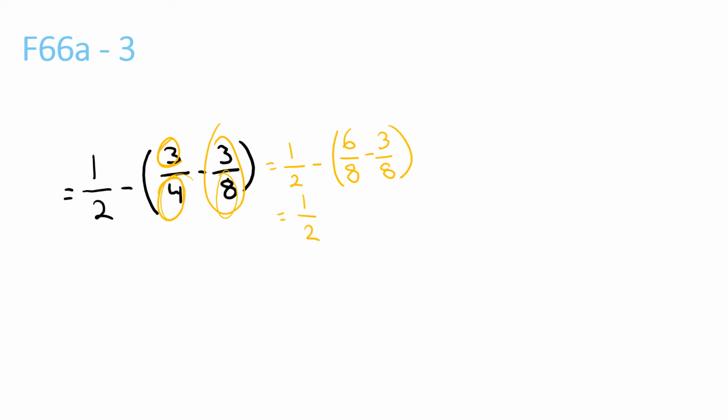2, because this part just stays here, minus, because of that, then 6 minus 3, these two numbers, 3 over 8. Now, 1 over 2 can go to 4 over 8, because we need to make these the same. So it will be 4 over 8 minus 3 over 8. Then, in the end, 4 minus 3 is just 1 over 8.